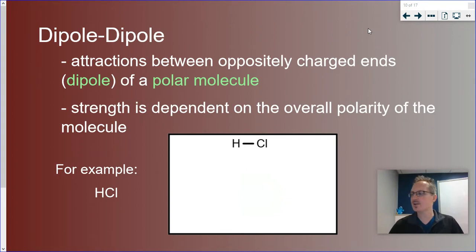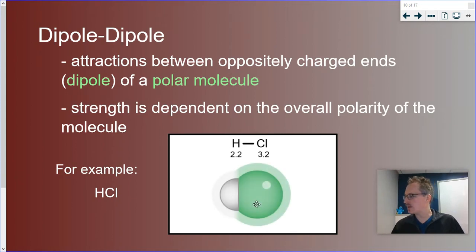So if we take a look, we're going to look at the same example again as we did in the polar video, HCl. Remember, when you look up the electronegativity values of these in your data booklet, hydrogen is 2.2, chlorine is 3.2. Okay, now that means that chlorine is pulling. It has an affinity for more of the mass of this compound.